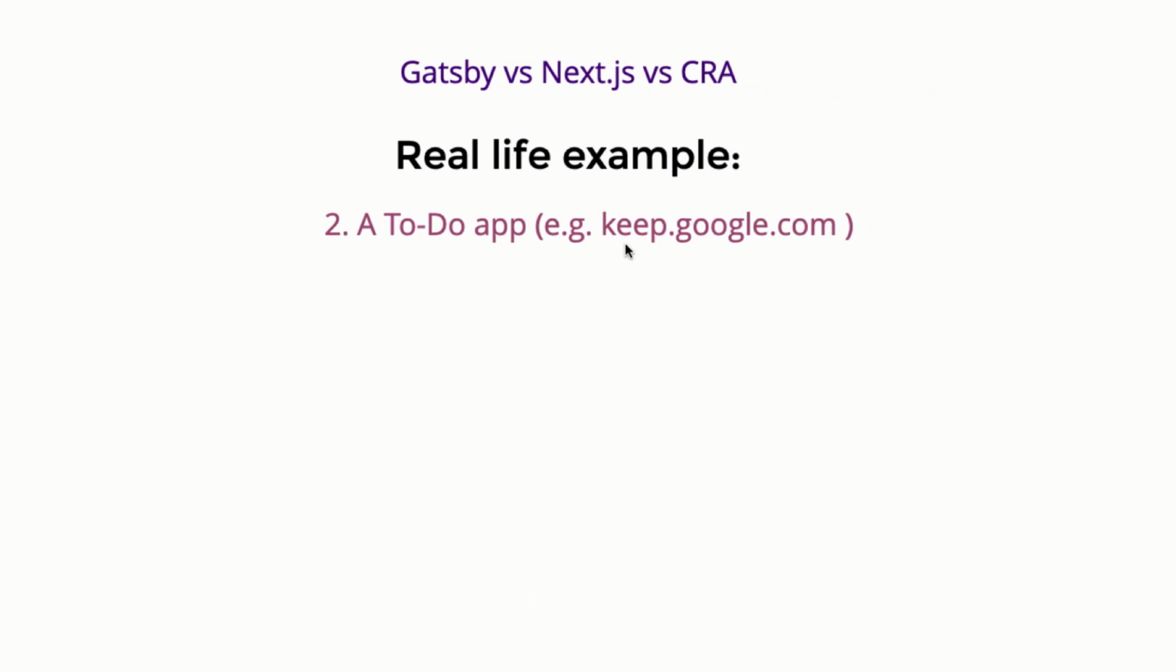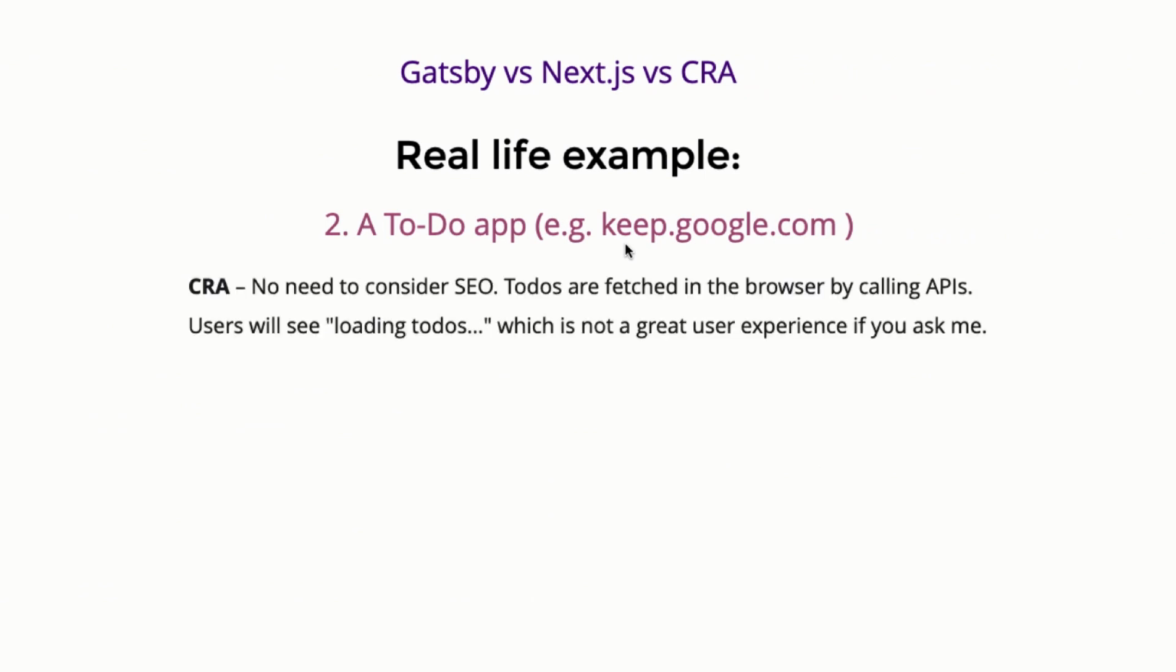If you want to build something like a to-do app like Google Keep, if you consider Create React App for an application like this, you don't need to consider SEO, okay? And to-dos would be fetched in the browser by calling APIs. The only downside to this is users would see a loading message or a loader, okay, which, in my opinion, is not a really great user experience. So if you are looking to build an application that users would have to log in to, something like a dashboard really, and you don't really consider SEO, Create React App shines there.